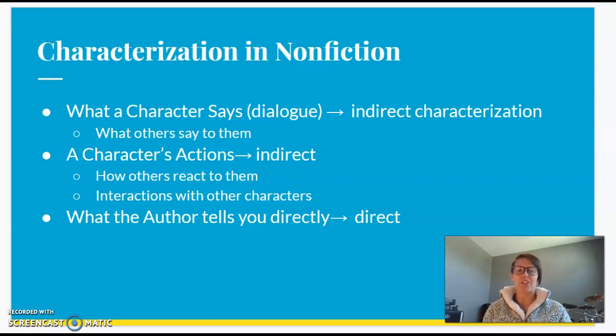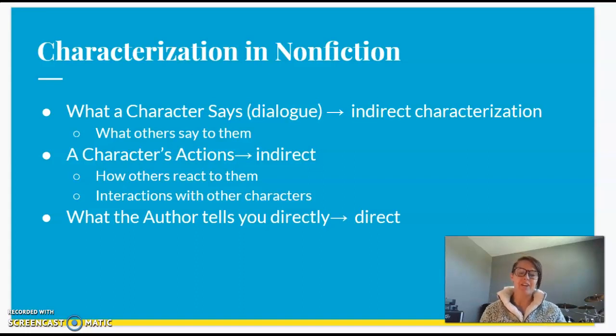Another way that characterization shows up in nonfiction is through a character's actions. So this might be things that they do, this might be how others react to them, or it might be their interactions and their relationships with other characters. So that's something to think about as you dive into your independent reading today. How are the characters interacting with one another, or how do they react to one another?